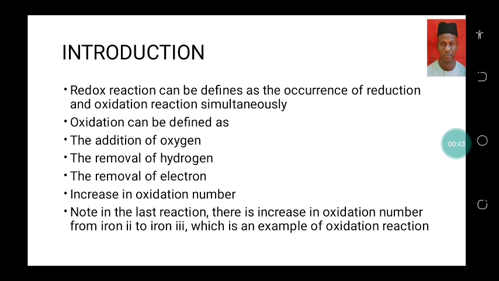For any reaction in which oxygen is added and an oxide is formed, such reaction is said to be oxidation. And if hydrogen is removed, such reaction is said to be oxidation. If an electron is also removed from a reaction to form a cation, such reaction is said to be oxidation.